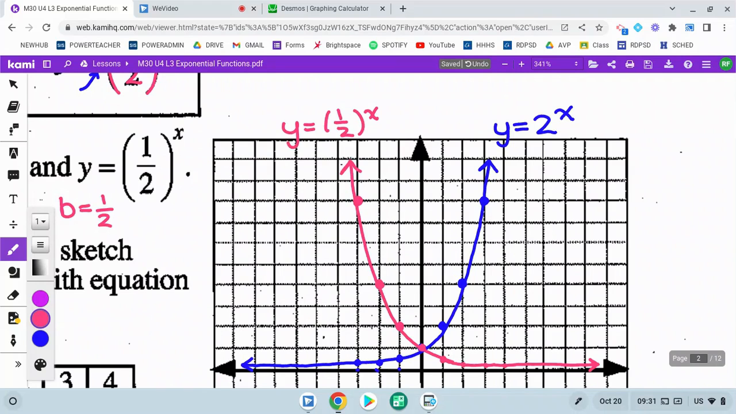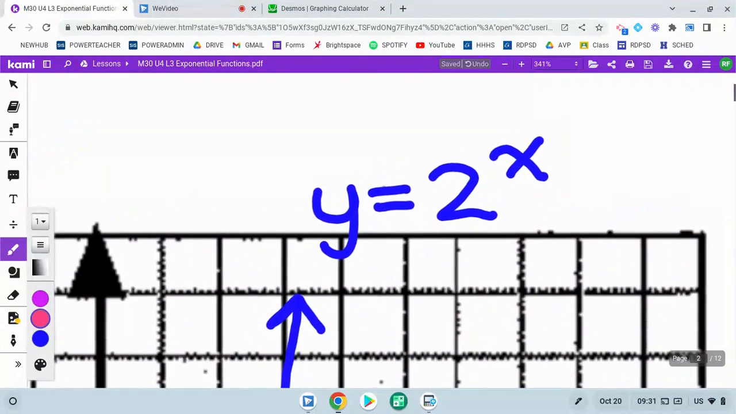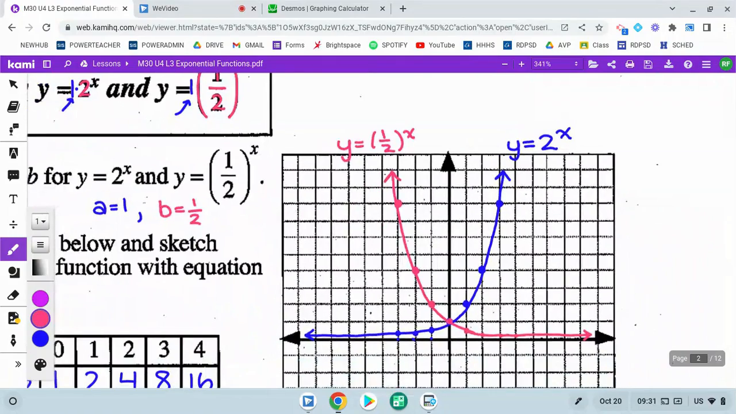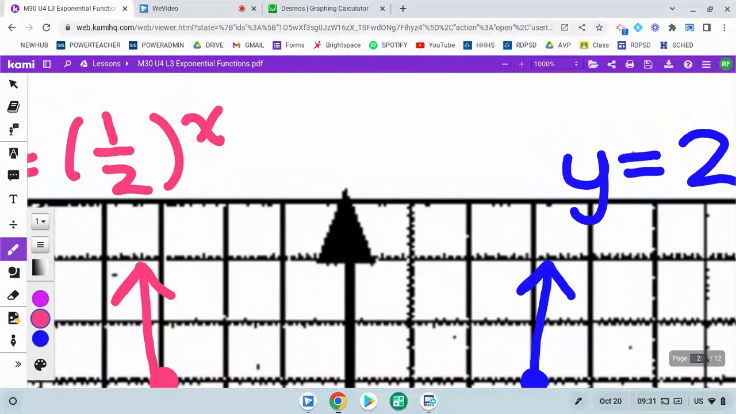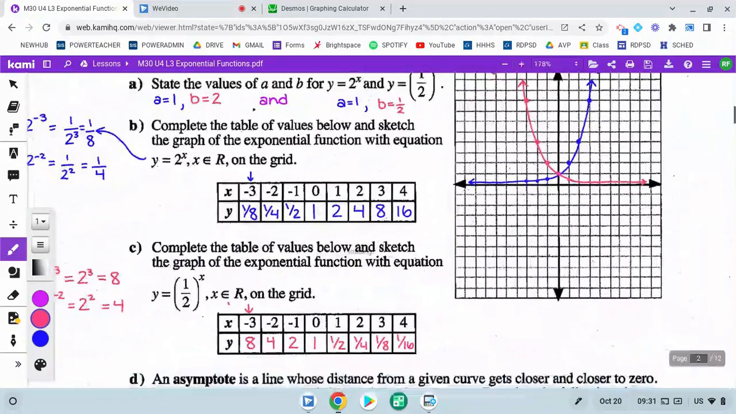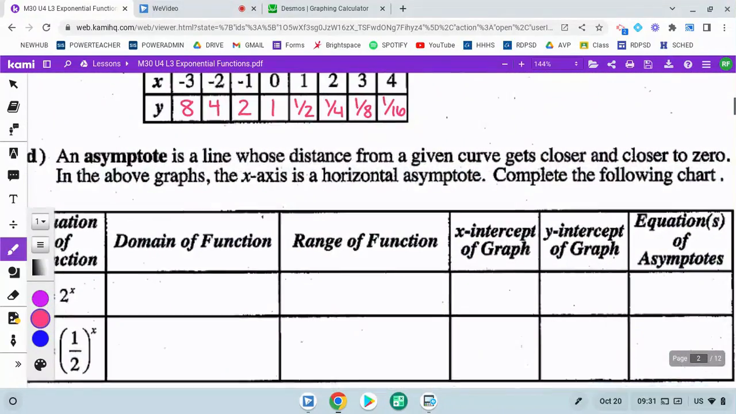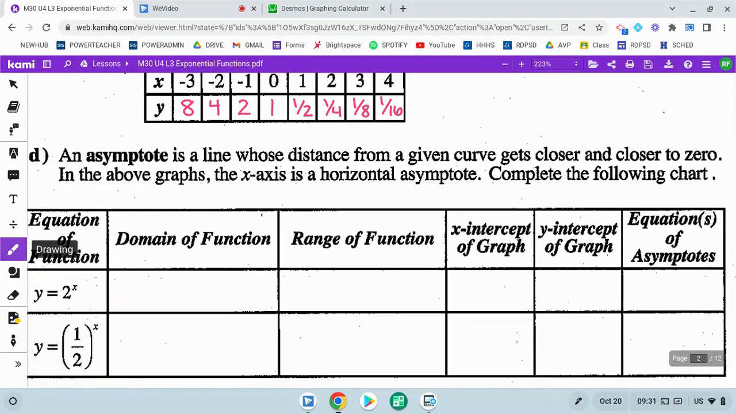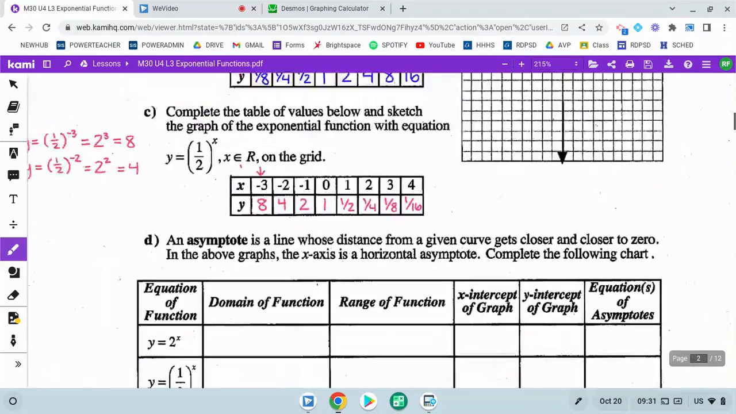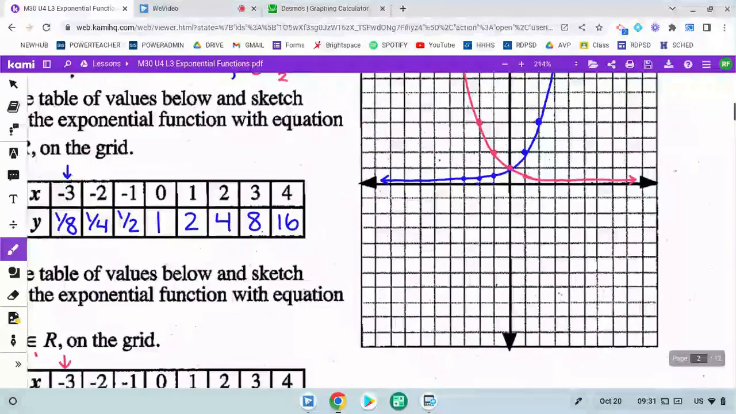Okay, so just like our experience last time, we can see that when I have a base that is bigger than 1, I get an increasing function. When I have a base that is smaller than 1, so 1/2, I get a decreasing function instead. Okay. All right. Next, this is what I was alluding to before. It says an asymptote is a line whose distance from a given curve gets closer and closer to 0. So what that means is we consider the x-axis in our exponential functions to be a horizontal asymptote.